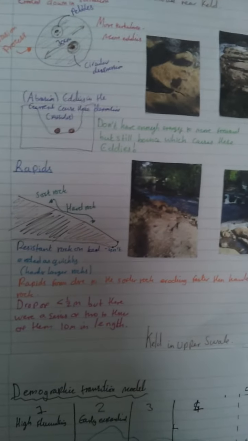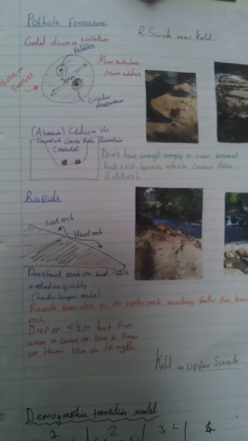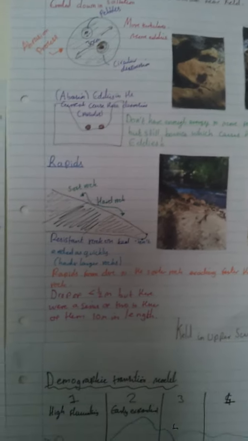So we have the potholes, and these are the pictures I took on the trip. And we have the rapids here. So these are quite nice pictures. Nice bit of explanation on how they are formed with the eddies, which is an abrasional process because it's the rocks kind of eddying in the water on the rock, which erodes it away.